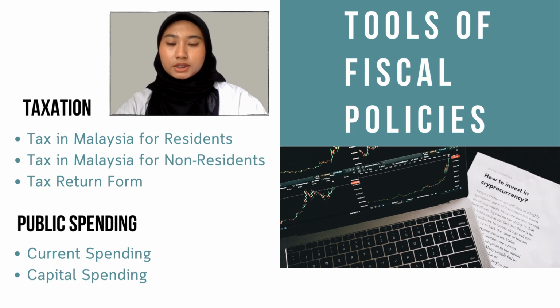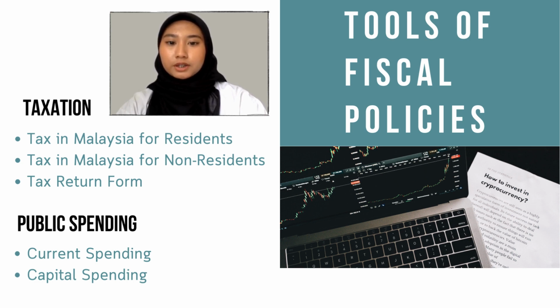Next, the tools of fiscal policy: tax reduction. Tax in Malaysia for residents. In Malaysia, the personal income tax system is progressive with tax rates ranging from 0% to 20%. Individuals are considered residents for tax purposes if they are in Malaysia for 182 days or more in a calendar year.